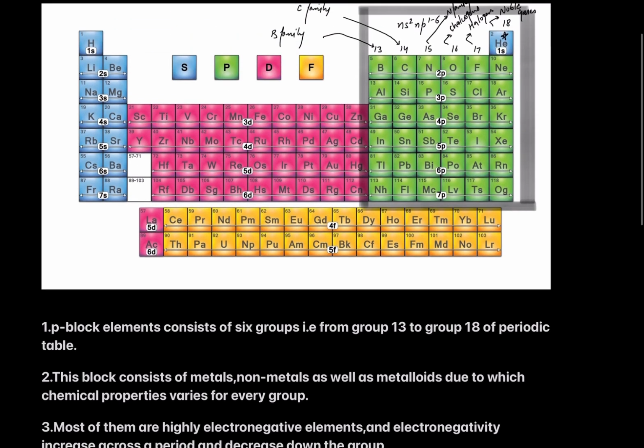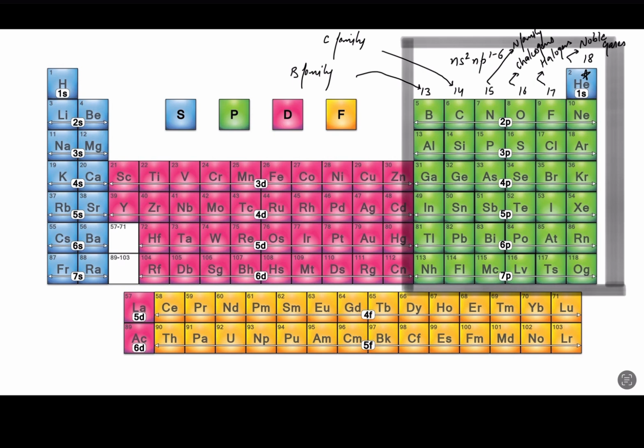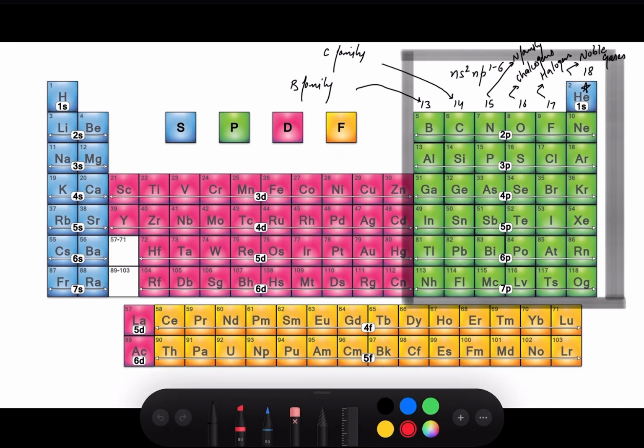Let's come back to the periodic table again. I am marking the metalloids. What are metalloids? The elements which have properties of both metals as well as non-metals. So here the metalloids are boron, silicon, germanium, arsenic, antimony, tellurium and astatine. Now these are the metalloids.